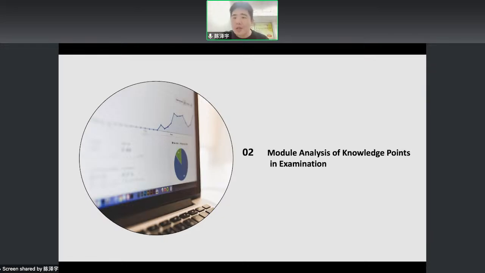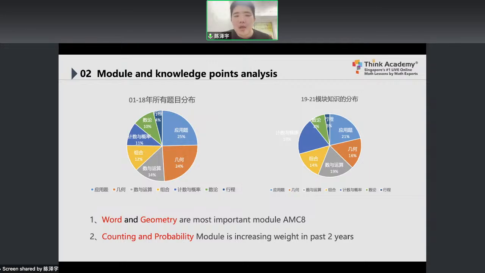Okay, so the second part is about module analysis. I'm going to analyze what kind of knowledge points you need to know before the exam. Normally we divide all the Math Olympiad questions into 7 modules: word problem, geometry, calculation, counting, number series, journey problem, and combinatorics. As you can see in this pie chart, the word problem and the geometry are the most important modules in AMC8.